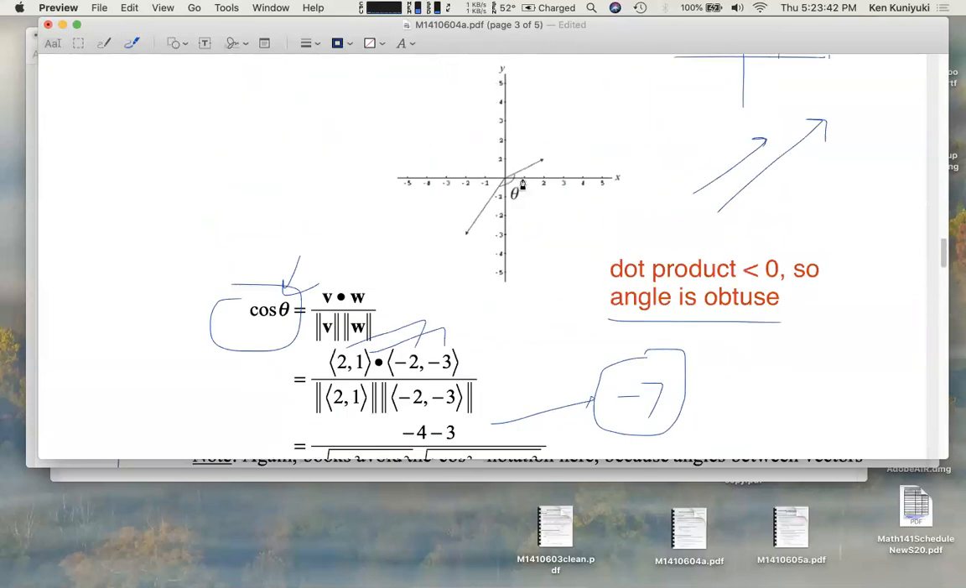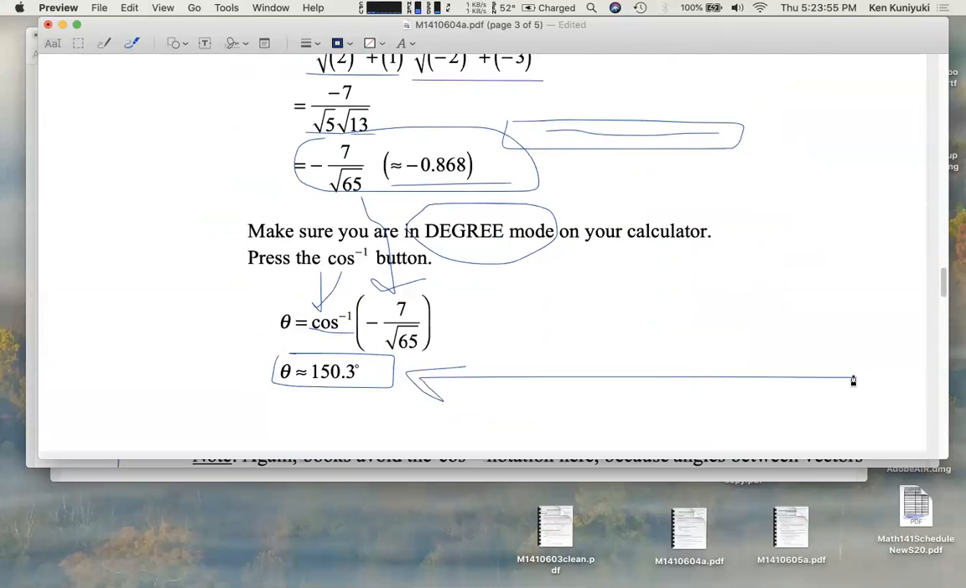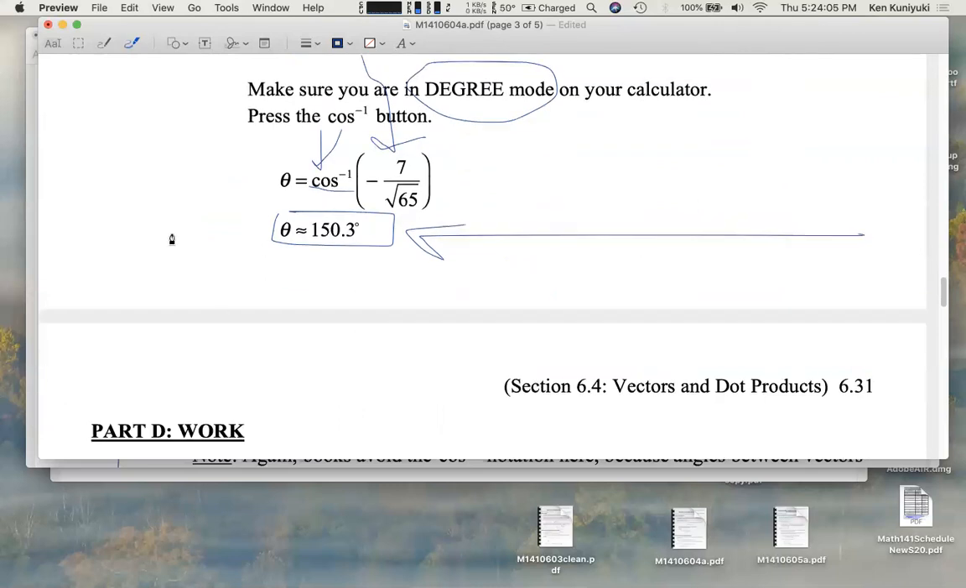Whether you orient them as position vectors or not. Remember, I can move this vector here, move this vector here, and the angle between these two vectors will still be this here. So using dot products to find the angle between two vectors. Next, we'll talk about applications to physics.